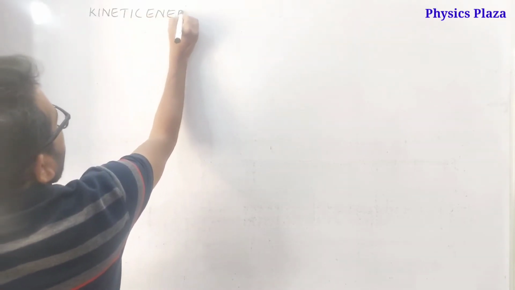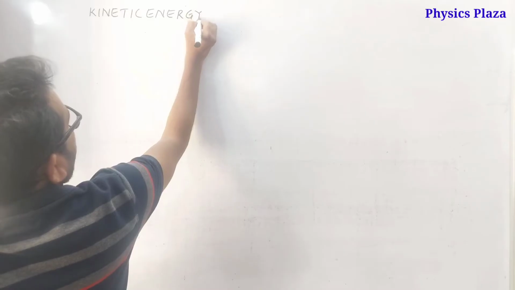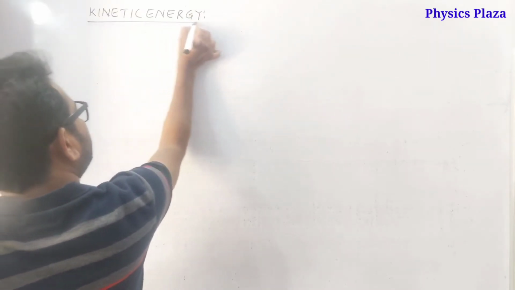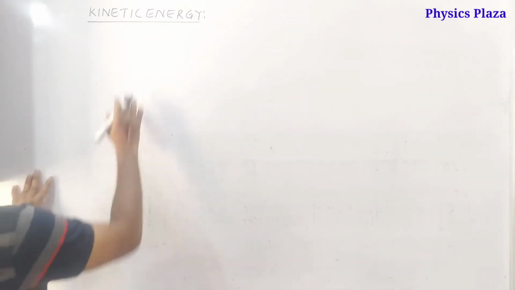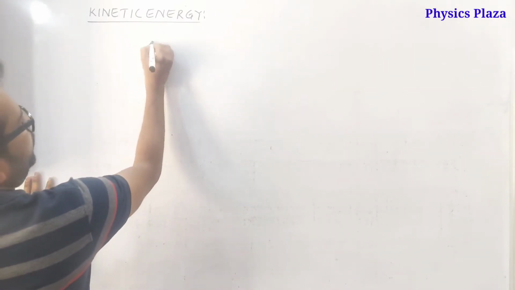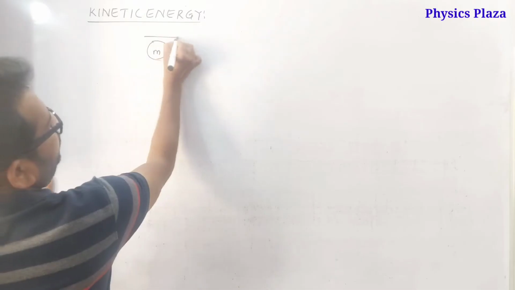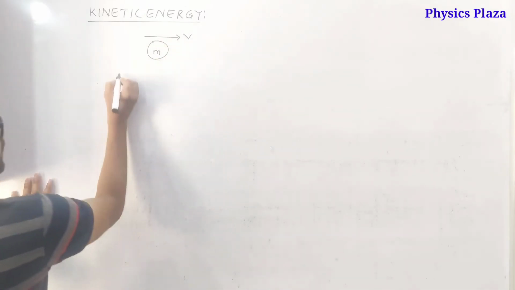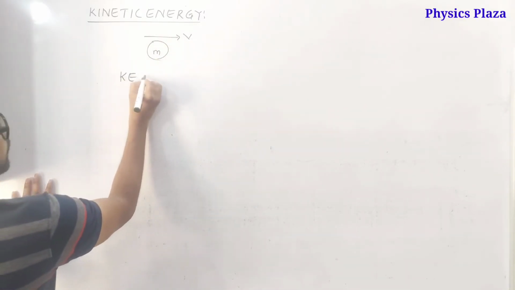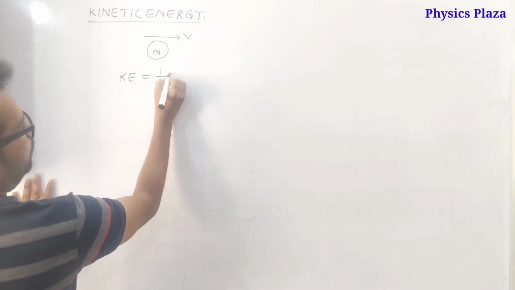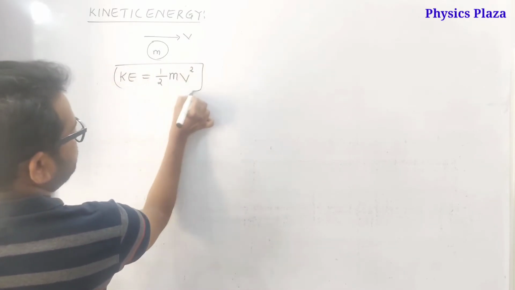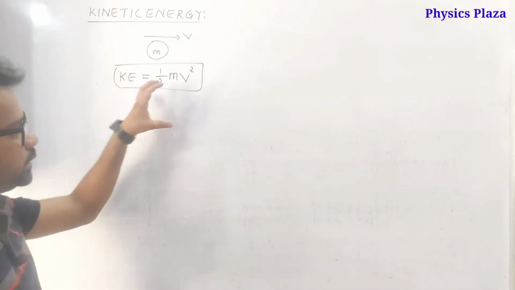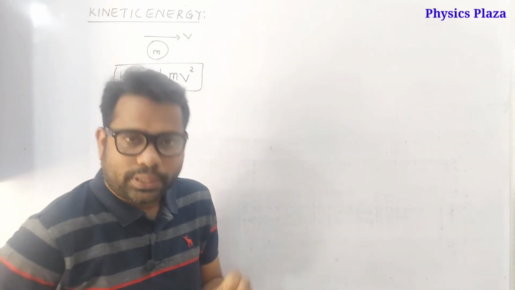So, we discuss kinetic energy and how it is related to linear momentum. Children, suppose a body of mass m is moving with velocity v, then the kinetic energy expression can be written as kinetic energy is equal to half mv square. Based on this also, children, we will be having numericals.